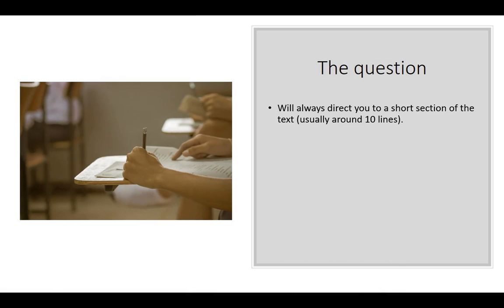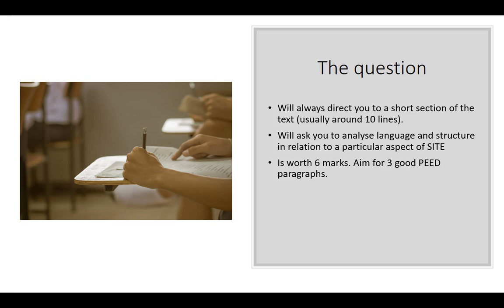The question will always direct you to a short section of the text, which is usually between 10 and 15 lines, and we're talking here about question 3 in section A of paper 1. It's always going to ask you to analyse language and structure, so you're going to have to identify specific language and structural devices and name them using the correct term, but you'll be asked to analyse them in relation to a particular aspect of sight that is present within that short 10 to 15 line extract. Question 3 is worth 6 marks.